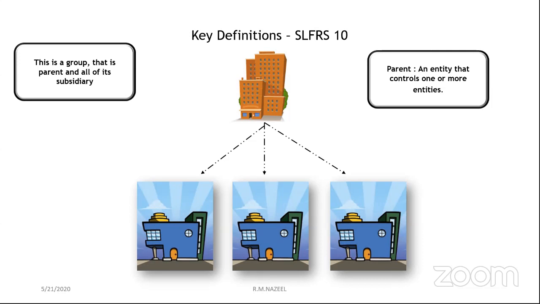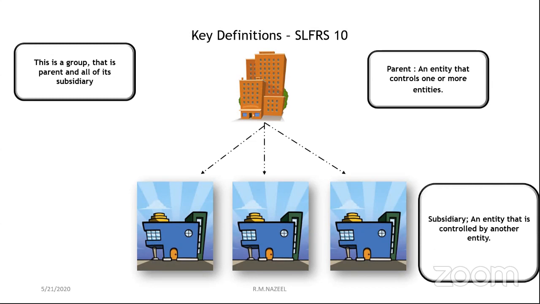Maybe in our examination format, in the simplest format, we can say a parent is an entity on the top, A company. A subsidiary is a company on the bottom, B company. A company controls B company, right? So the company that controls is known as what? The parent company, right?